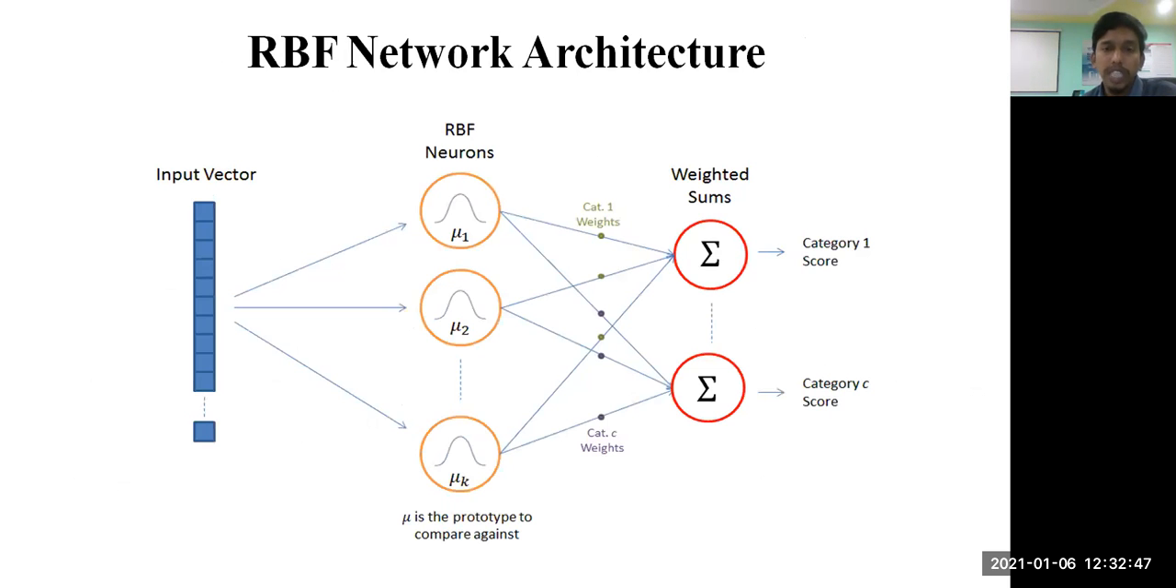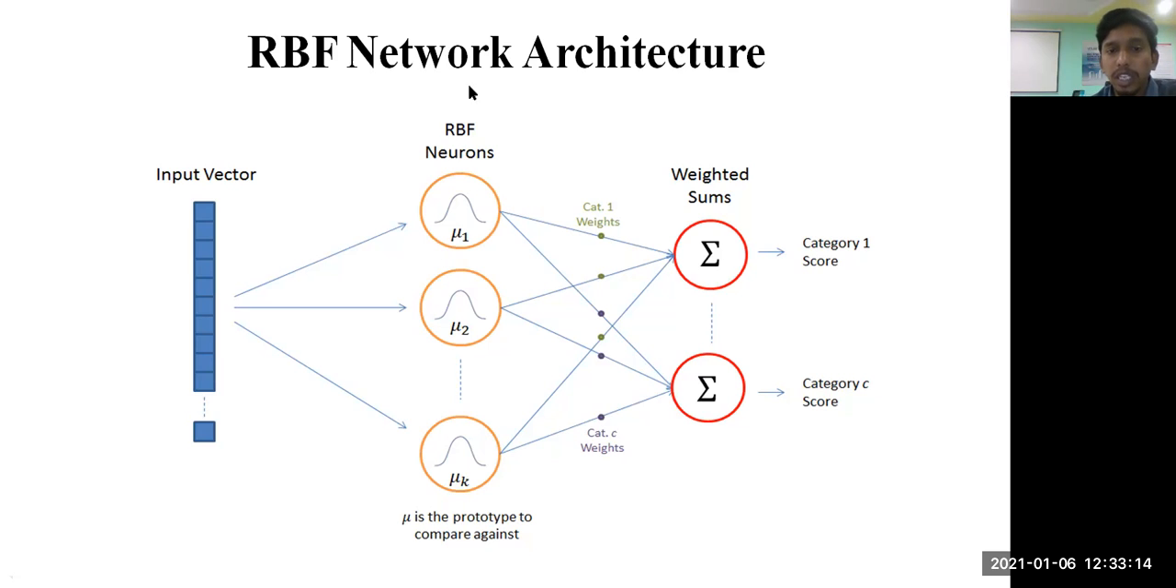Okay, so this is a sample representation of this RBFN architecture. Here it is similar to your ANN model. You will have input vectors, the x values here, and you can see mu is indicating a prototype. So mu is the prototype to compare against. Whenever a new value is given, it will be compared to the prototype, the distance will be calculated, and a score will be given.